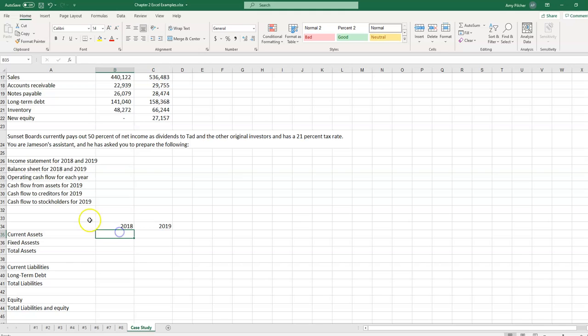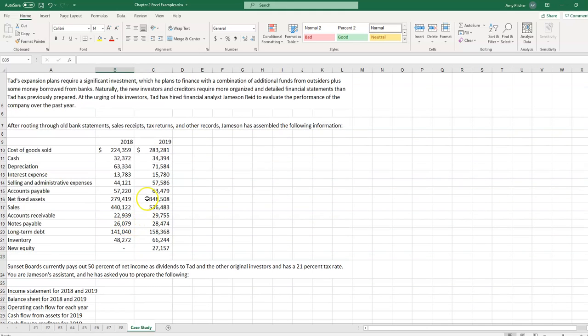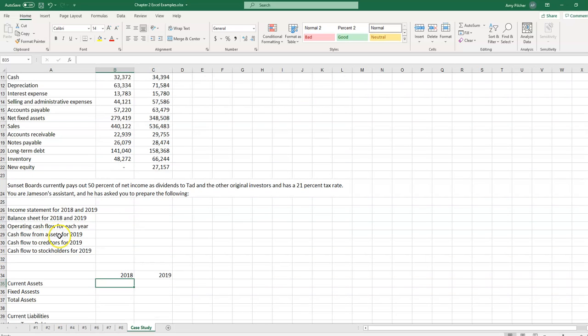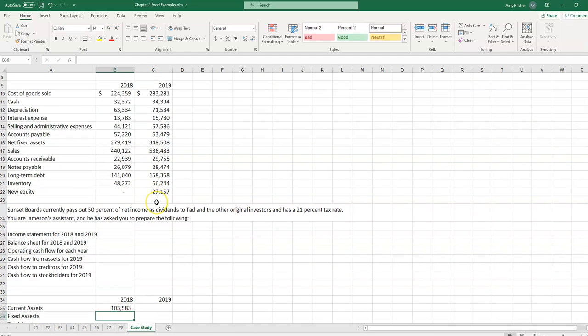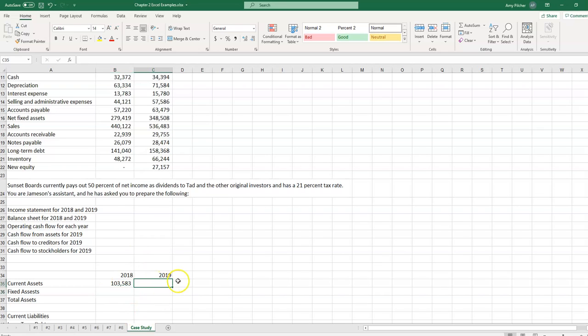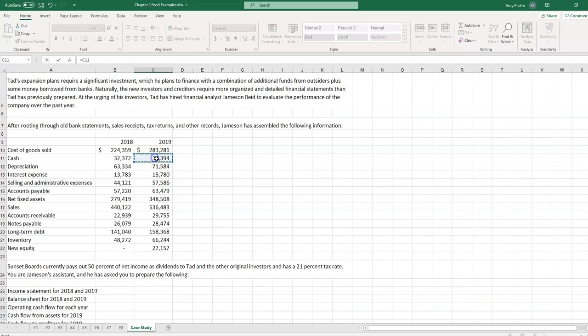We'll start with our current assets. If we look through this list of items, we see cash. We know cash is a current asset. We also know that accounts receivable is a current asset and inventory is a current asset. So we're going to add together cash plus accounts receivable plus inventory, and that is our total current assets. We'll also do that for 2019: cash plus accounts receivable plus inventory.